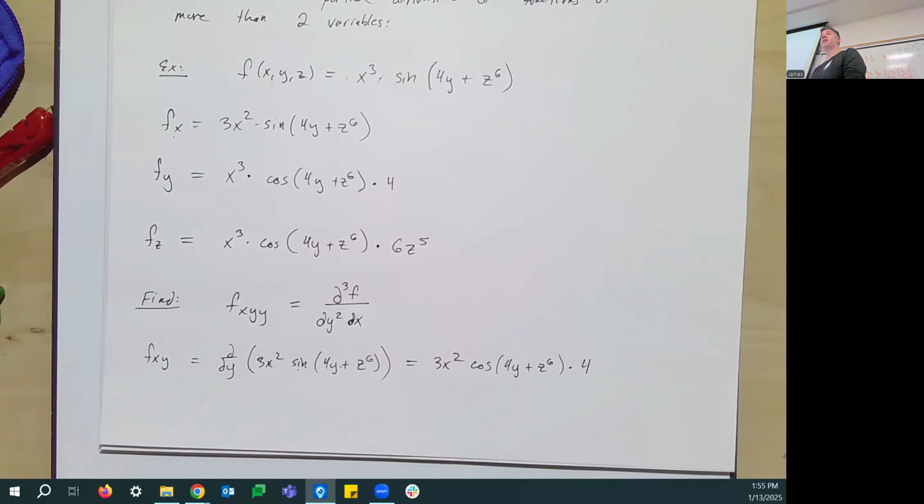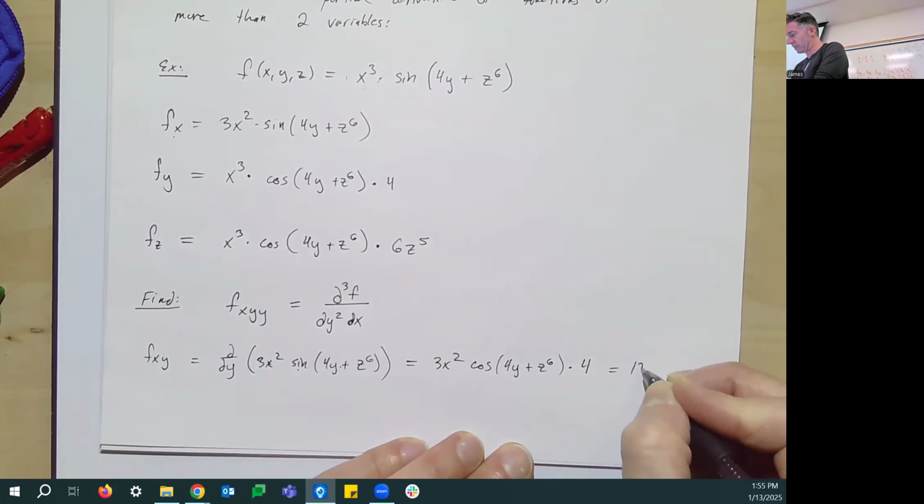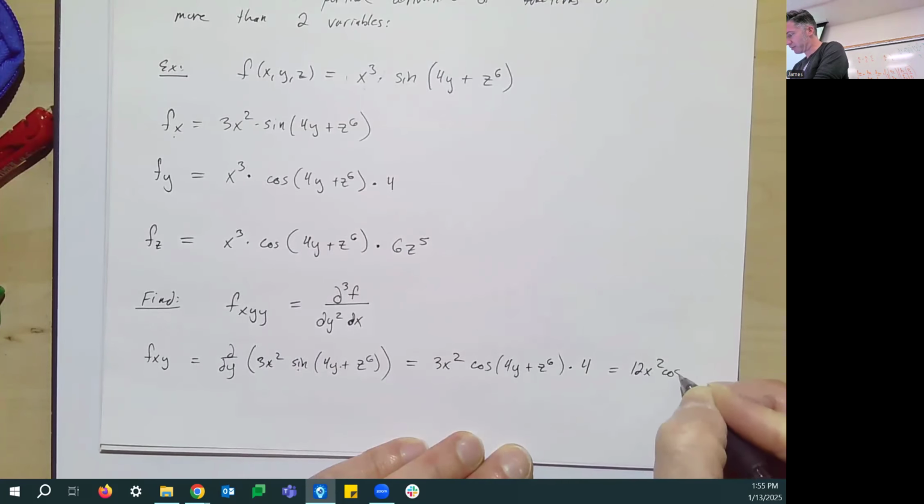It's not a huge deal here, but I would take the moment to simplify it, because if I'm going to take another derivative, it's usually going to be a good idea to make the thing you're differentiating as nice as possible.